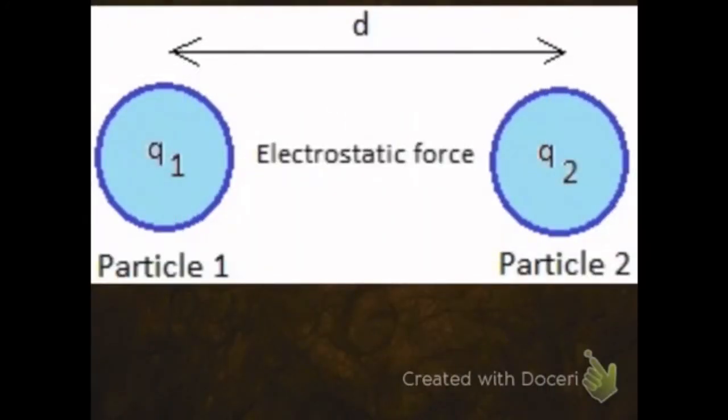Take a look at an example problem. It says two identical conducting spheres are placed with their centers 0.3 meters apart. Well, 0.3 meters, that's going to be our distance. We know distance because it's going to be in meters.